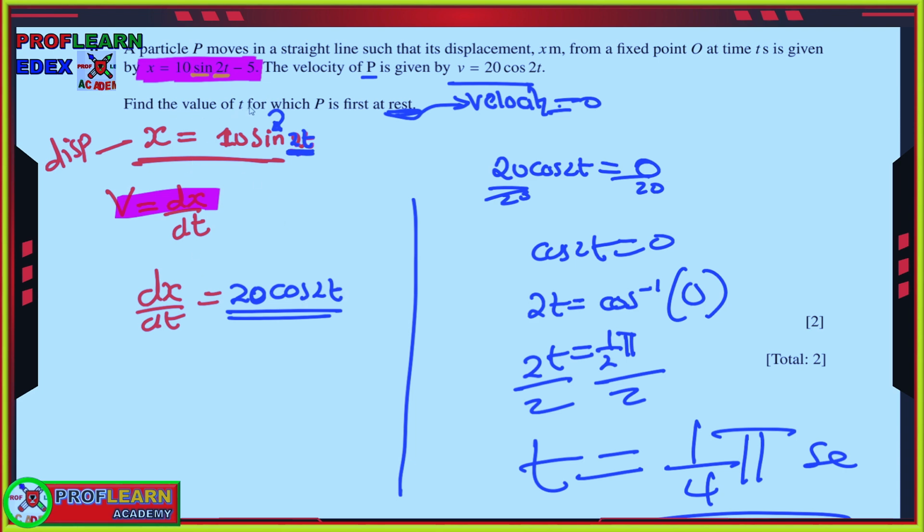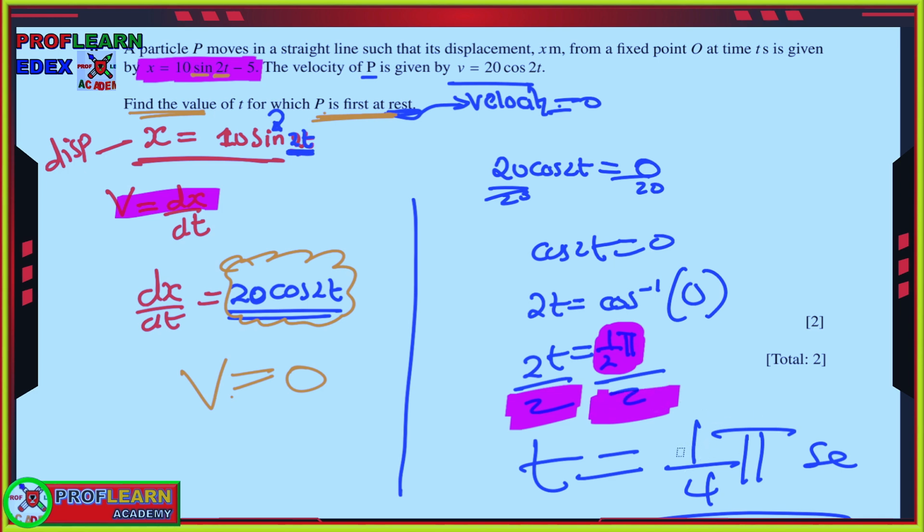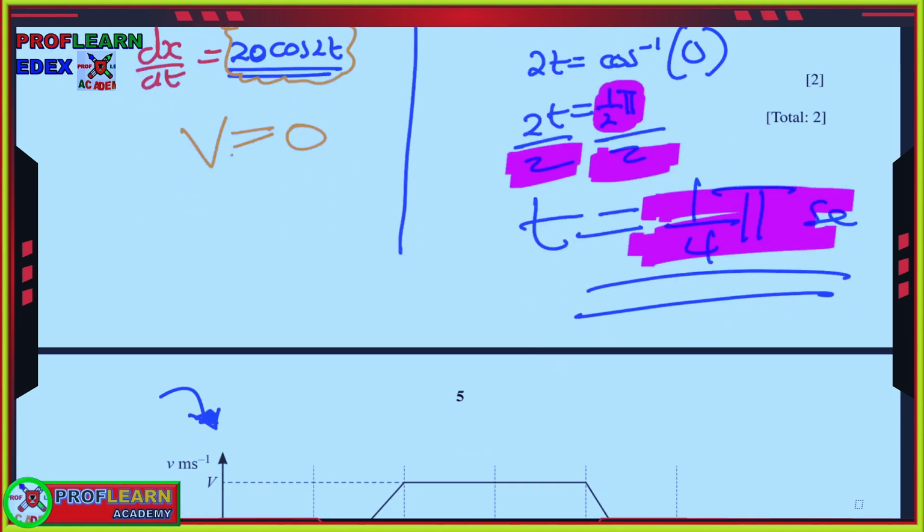Then we are told to find the value of t for which P is at rest. At rest, it means velocity is equal to 0. So you take this equation here, you equate it to 0, and then you divide by 20 on both sides, and you can see now you are going to have 2t equals cos inverse of 0. That's going to be 1/2 π. Then divide by 2, our answer becomes 1/4 π as the final answer in that question.